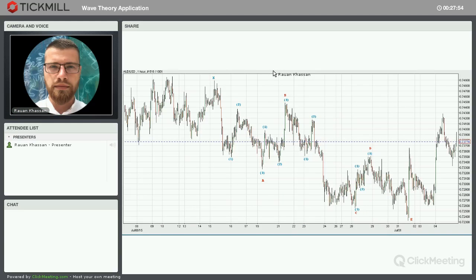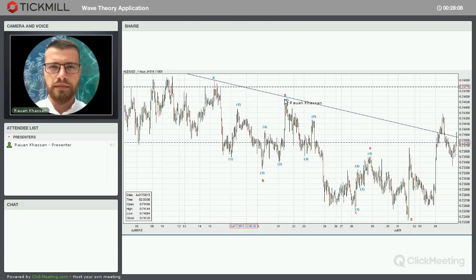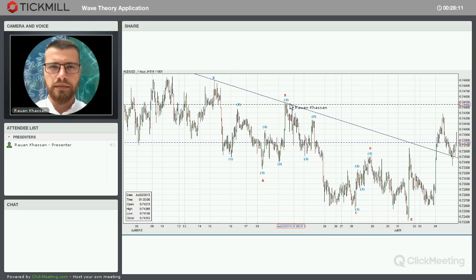The next thing that we are doing is adding the trend lines. The first trend line, according to our wave theory application, connects the beginning of price formation with the B level, and it gives us the first dynamic resistance.